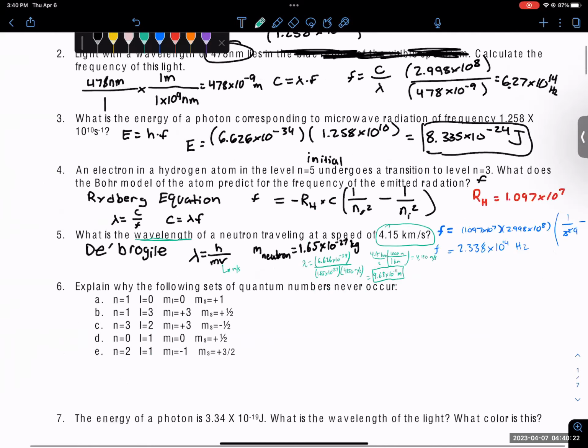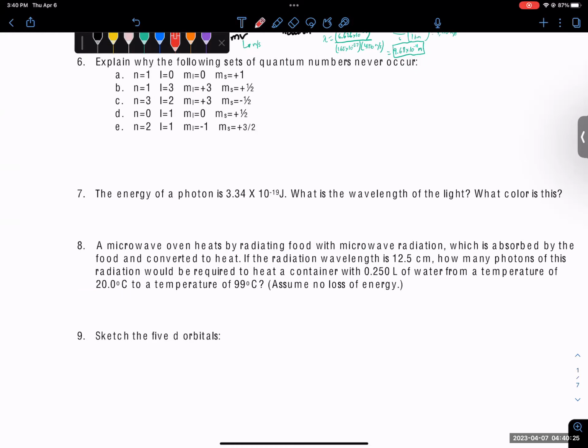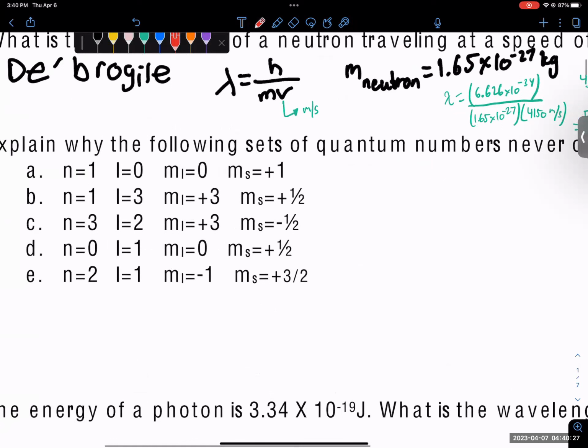No. Okay. So explain why the following sets of quantum numbers never occur. All of these are invalid, and we have to see why. Let's go through them one by one. n equals 1, sounds good to me. l equals 0, that can happen. m sub l equals 0, that's good. m sub l equals 0 can also happen.